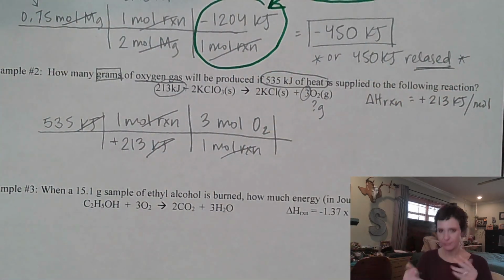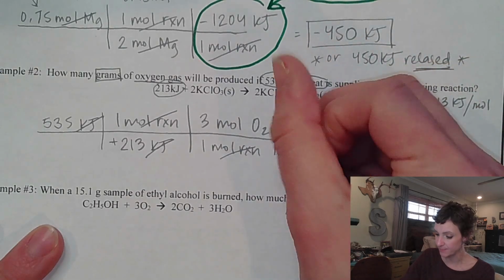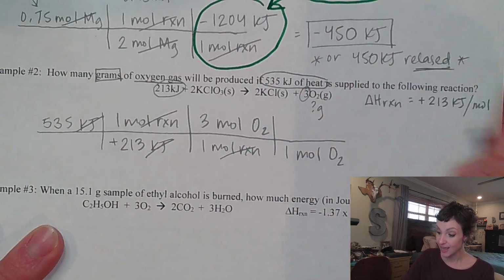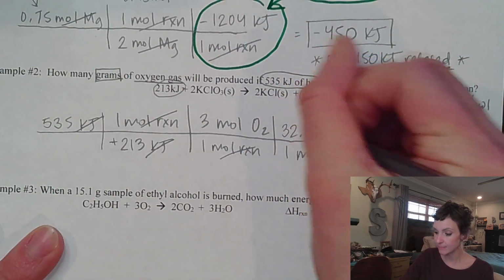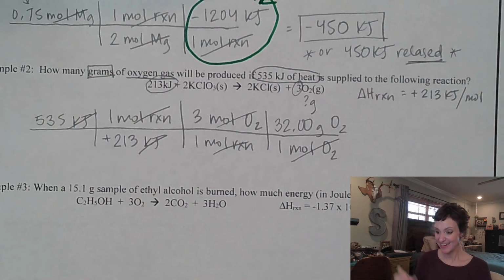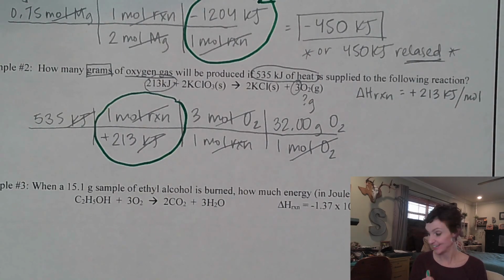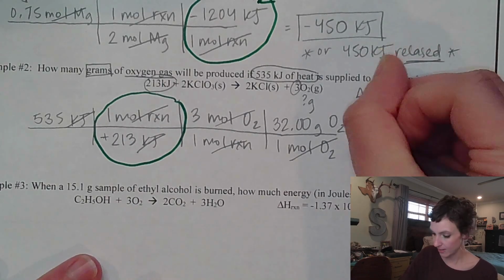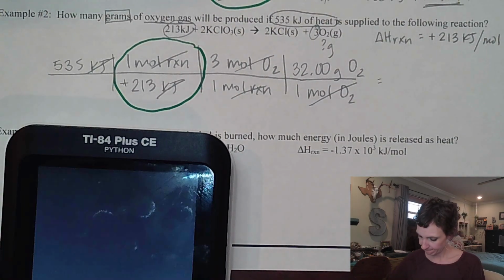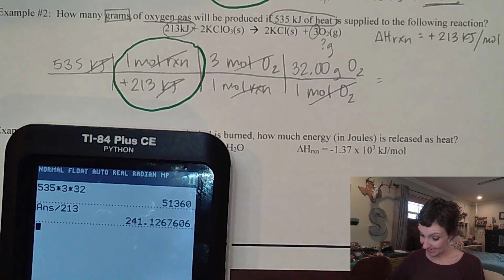Okay, so now I am just talking about oxygen, but I wanted you to give me the grams of oxygen. We have done this before. We were going moles to grams, just using the molar mass, right? Which states for every 1 mole of oxygen, I have 32 grams of oxygen. So all I've done here is use my delta H value as a conversion factor. Yes? Okay. So now we are ready for the math part, which is super exciting. We have 535 times 3 times 32, and then I'm going to divide it by 213. Cool. That is my answer.